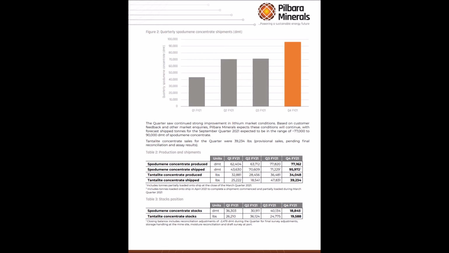And we also want to see what are the targets which PLS is aiming for. What does Pilbara Minerals want to achieve? How close are they to achieving it? What are their potential future goals?